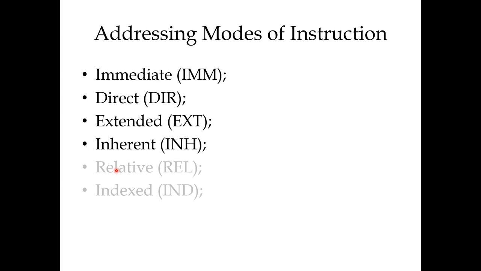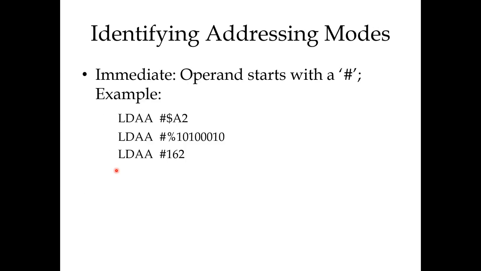Our job is, given any instruction, even if we don't understand it, just by looking at the instruction, can we tell what the mode is? It may be immediate, direct, extended, or inherent. How do I know it? Let me give you a clue. Any instruction, whatever the opcode is, all you need to look at is the operand. The second part is the operand, right? If that starts with a pound sign, that's it. It's immediate. So easy, right? If the operand starts with a pound sign, immediate.